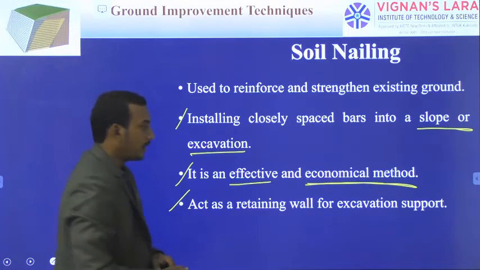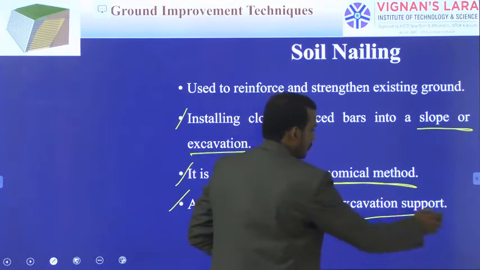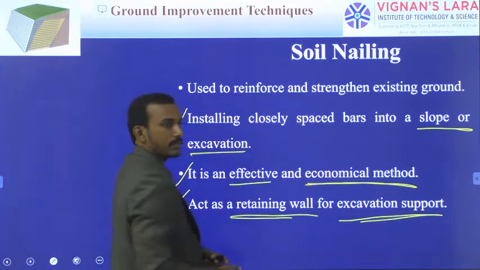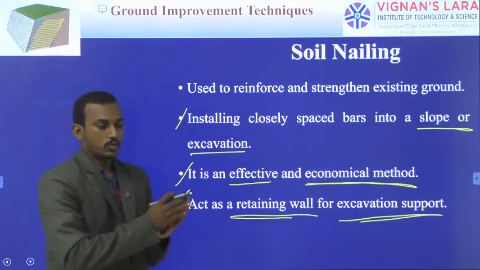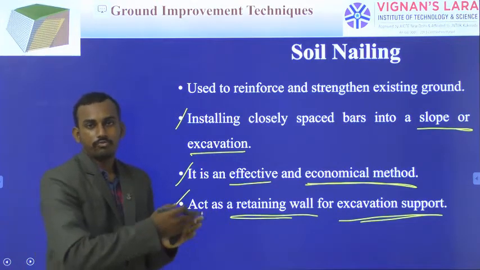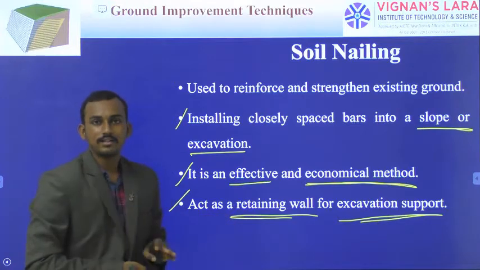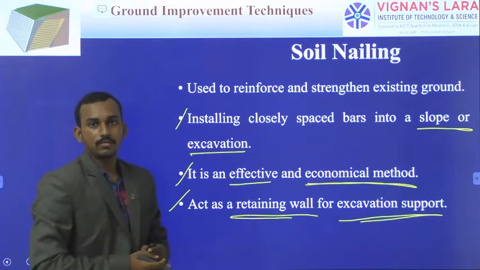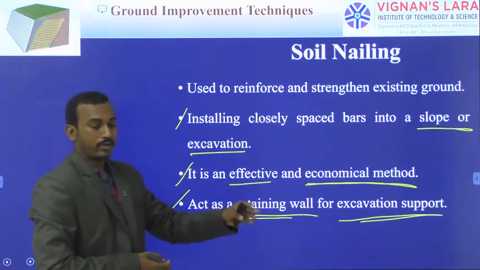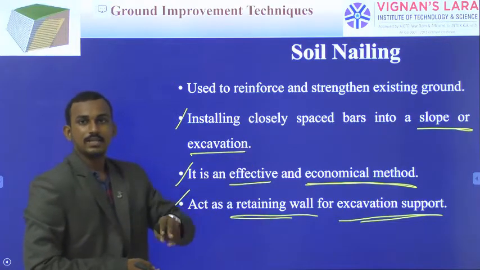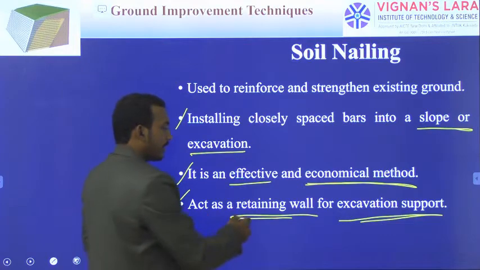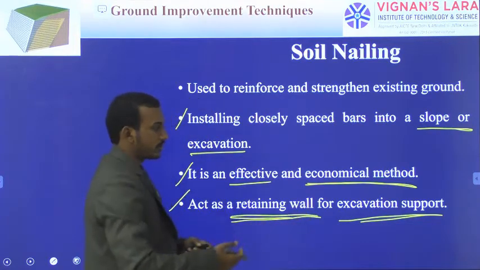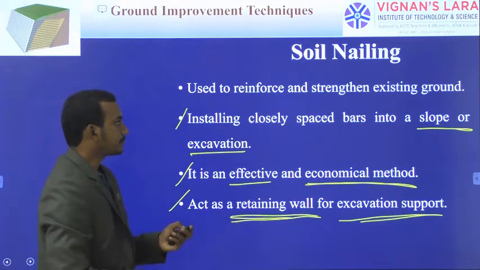It acts as a retaining wall for excavation support. What is the purpose of a retaining wall? To support the slope, so it does not fall. So here the soil layering is also acting as a retaining wall, but it is not actually a wall. The function of a retaining wall and soil layering is similar. That's why it acts as a retaining wall for excavation support.